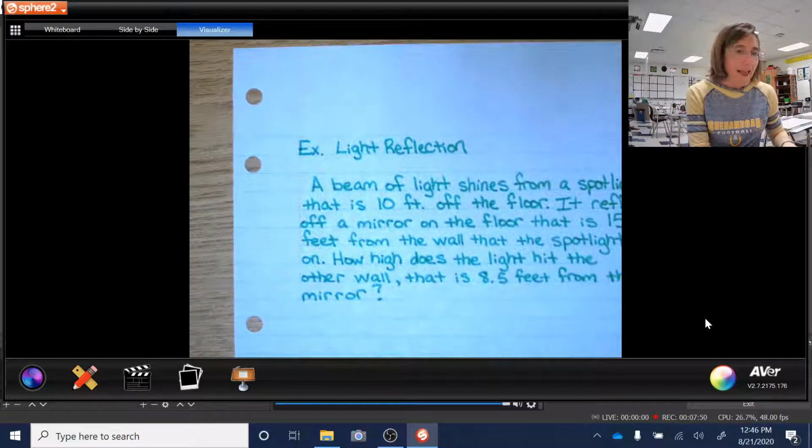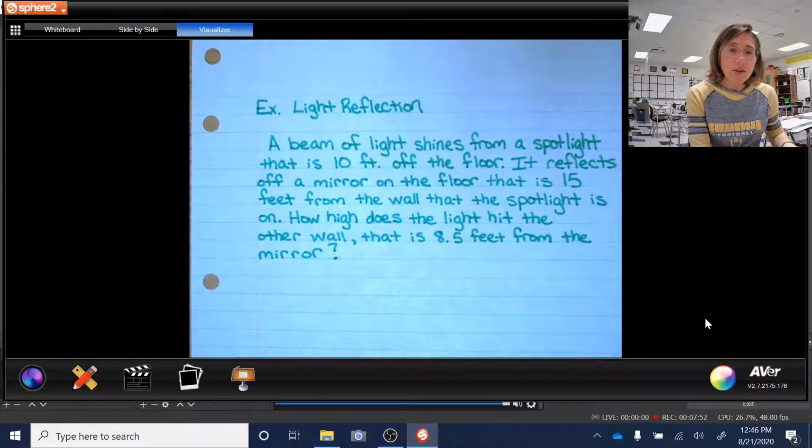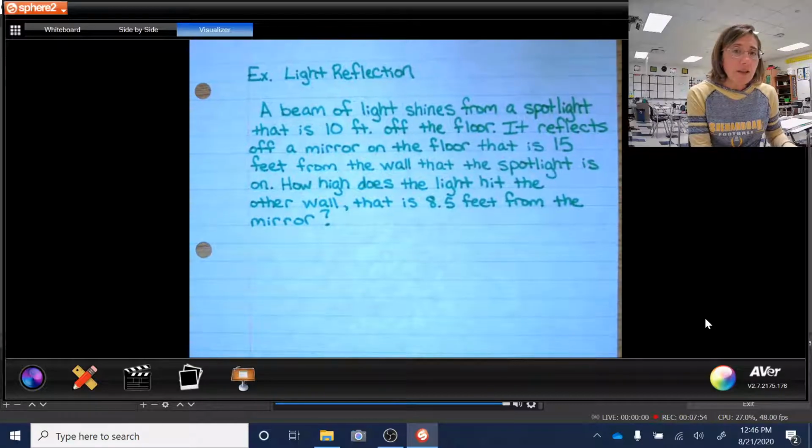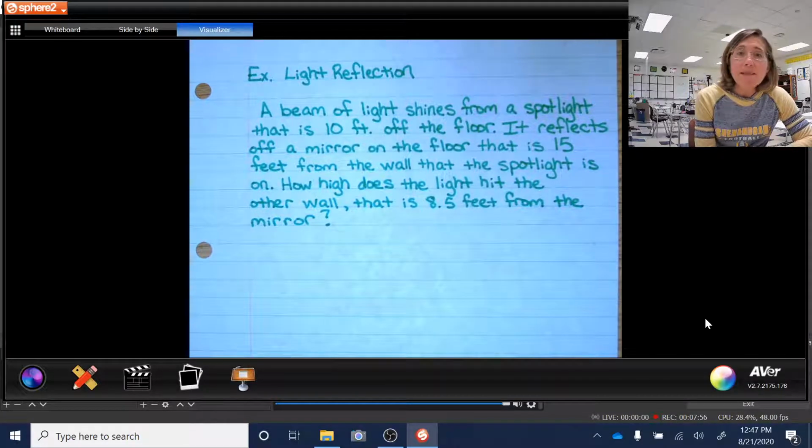Now let me show you where you can use this in a problem. So you'll have one problem like this on your set that you're going to do. So this says, this is about light reflection. A beam of light shines from a spotlight that is 10 feet off of the floor. It reflects off of a mirror on the floor that is 15 feet from the wall that the spotlight is on. How high does the light hit the other wall that is 8.5 feet from the mirror?